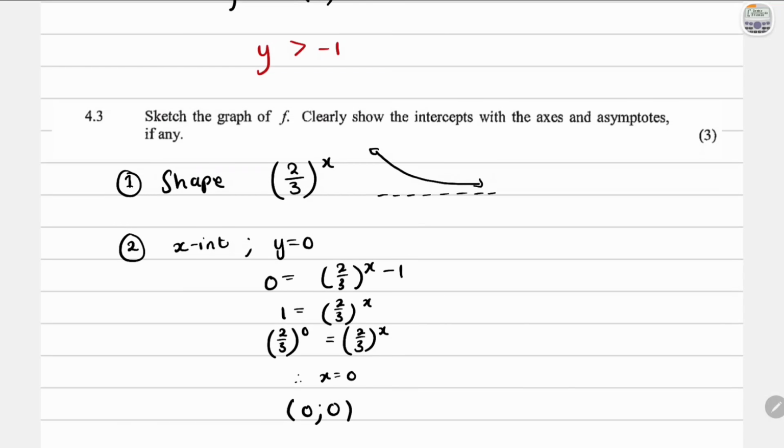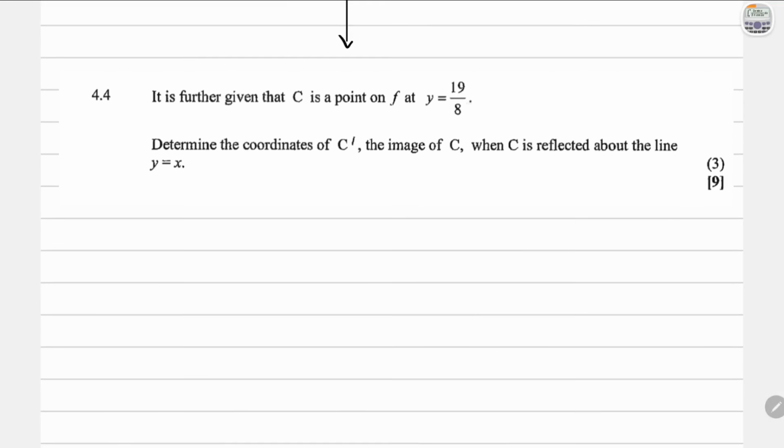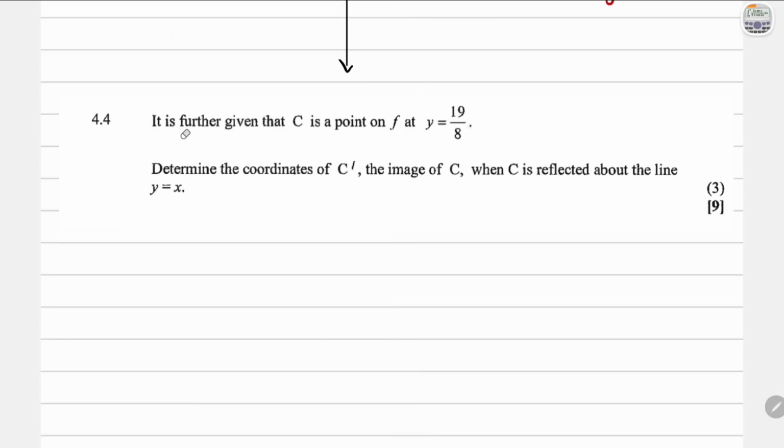Moving on to the next question. The next question, and really the last question for question 4 is: It is further given that C is a point on f at y is equal to 19 over 8. Okay, so there's a point on f and it's called C. Determine the coordinates of C prime, the image of C. So C prime, when C is reflected about the line y is equal to x.